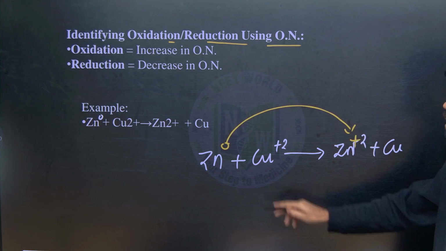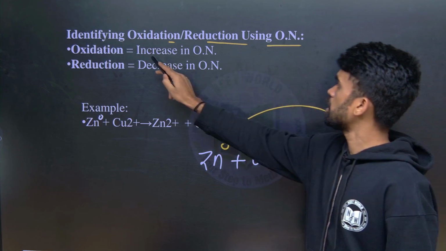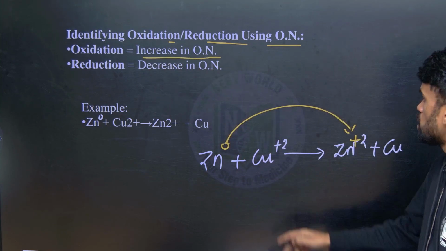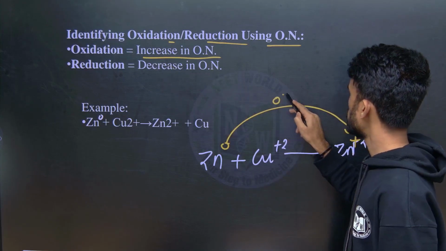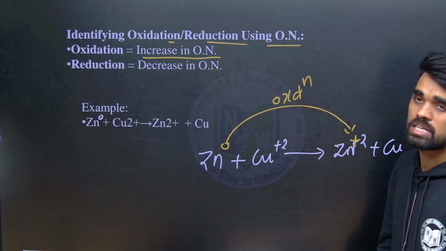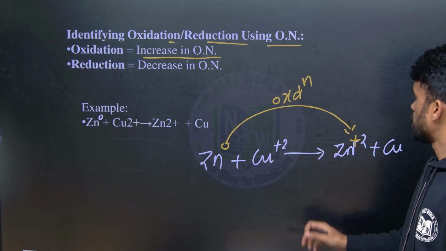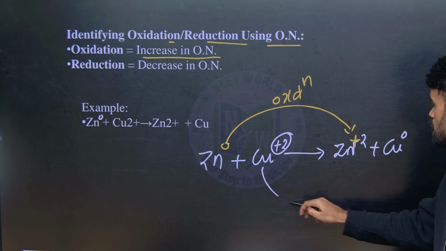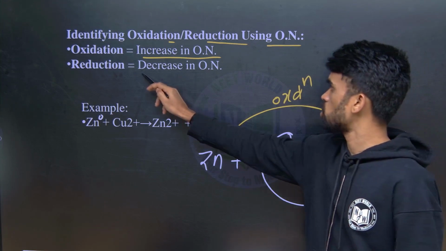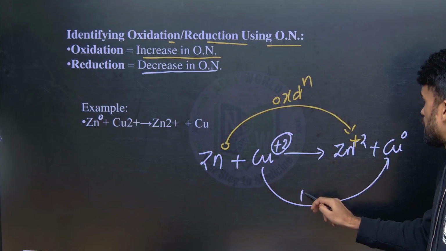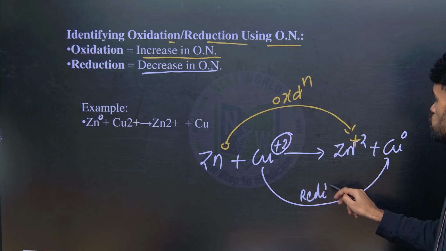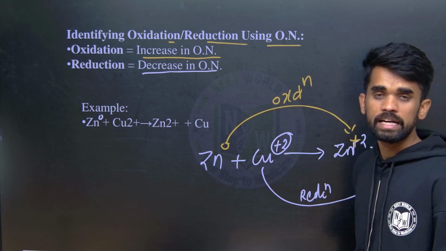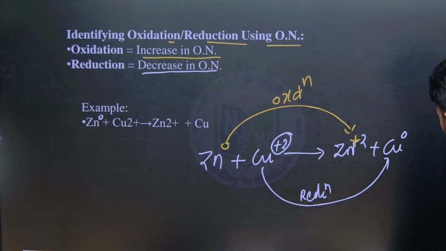So it means the oxidation number is increased. Increase in oxidation number is what? Oxidation. So if the number is increased, that process is called oxidation. Here +2 is becoming 0. This decrease in oxidation number is what? Reduction. I hope these 2 definitions for identifying oxidation and reduction are clear, right?